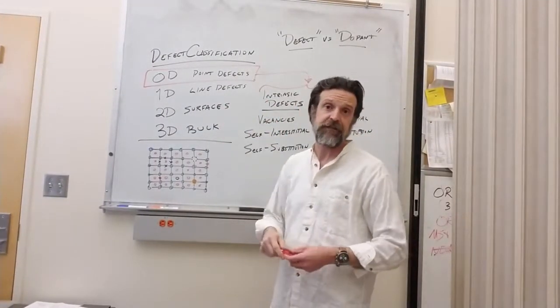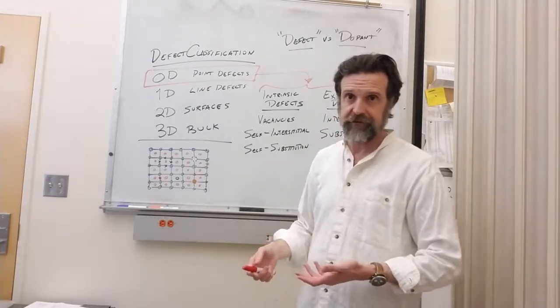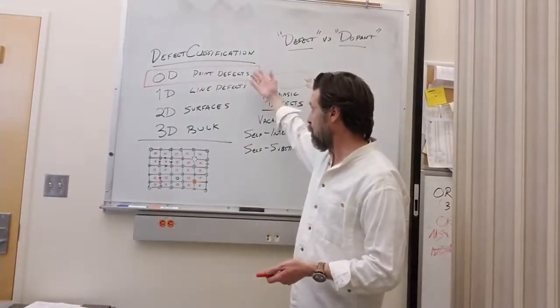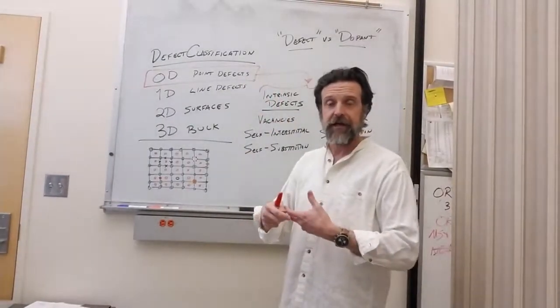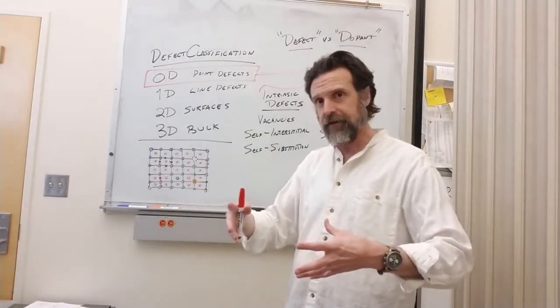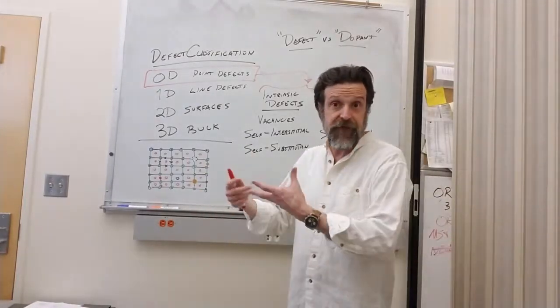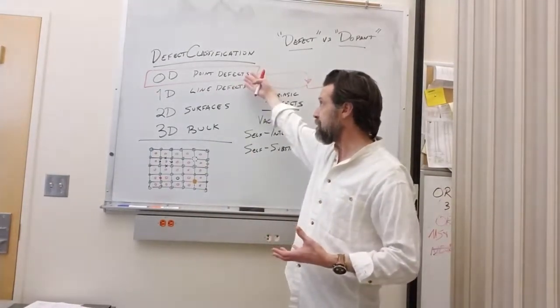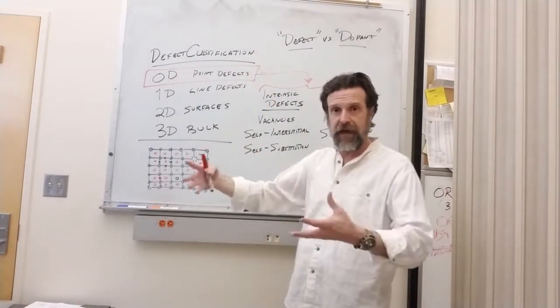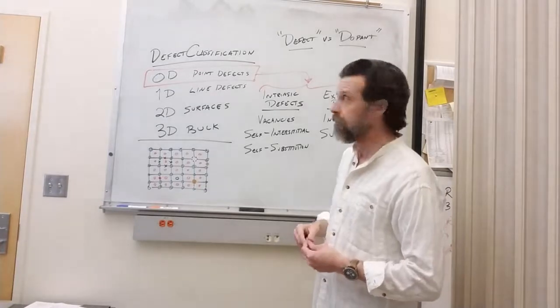And lastly, we have 3D defects, or bulk defects. You can think of those as almost point defects that are larger. For example, if you have a void in a material, that void contains lots and lots of vacancies. A vacancy would be a point defect at the atomic scale, and a void would be a macro scale bulk defect.